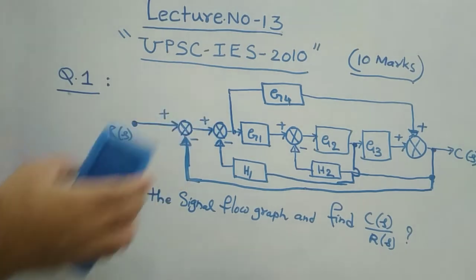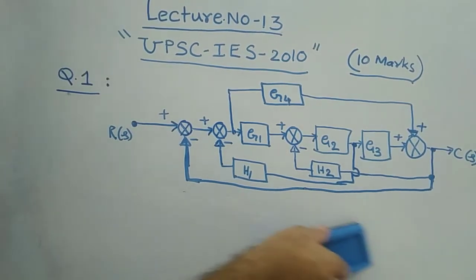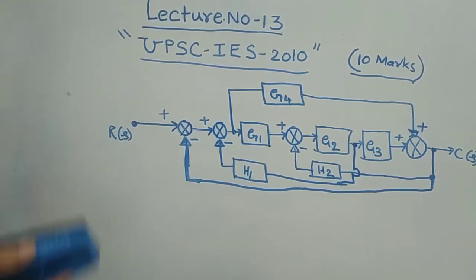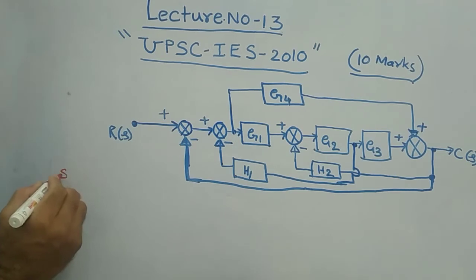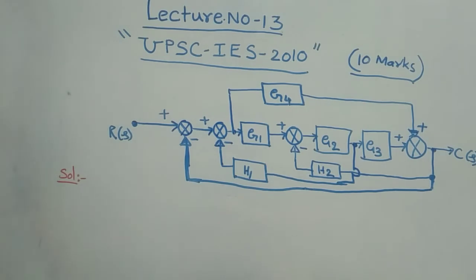I will keep the problem as it is for your better understanding. Now we will see the solution for this problem. First of all, let us draw the signal flow graph for this. So I write the solution for you. Now I am solving this. Carefully listen, definitely you will understand. You will enjoy this.